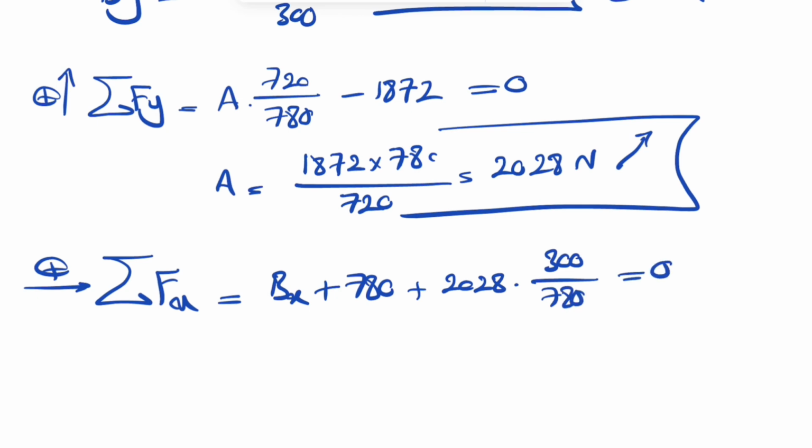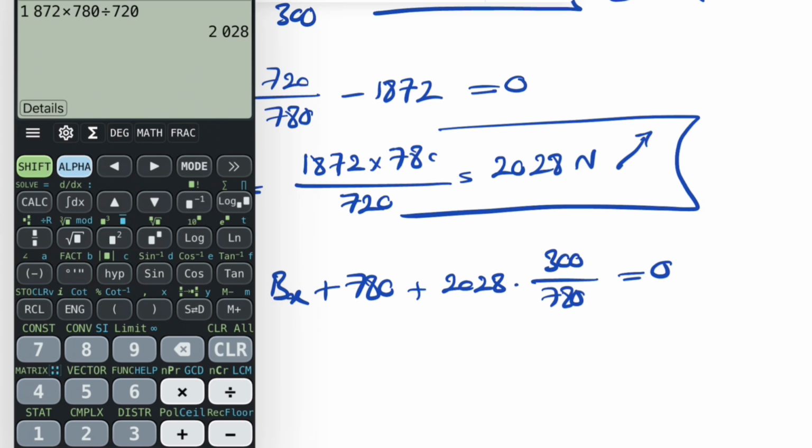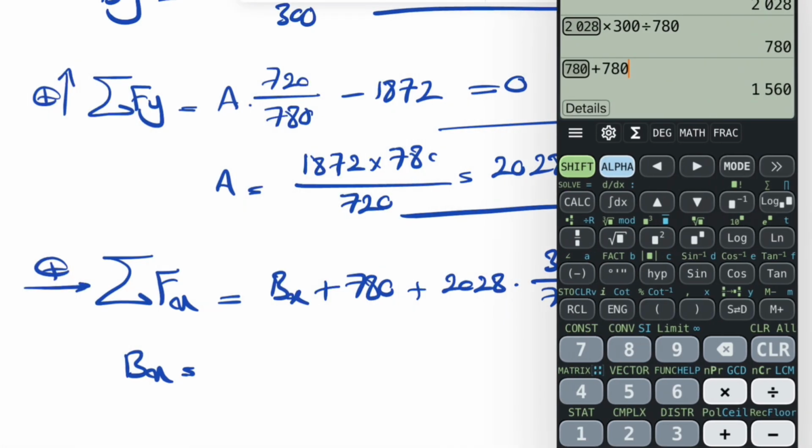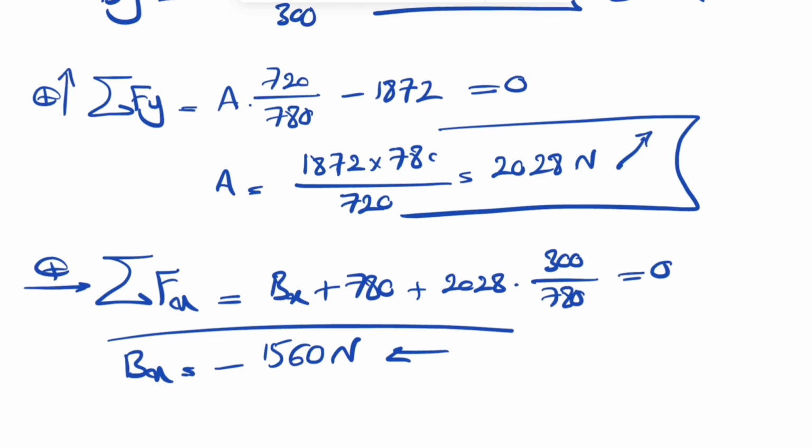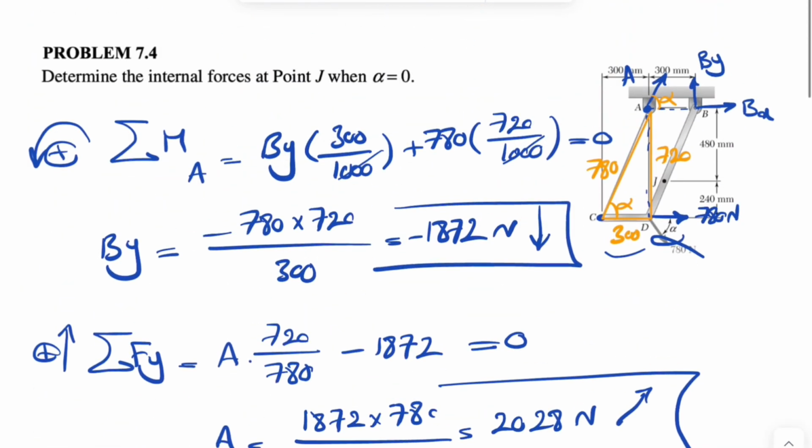Let's see what we get for Bx. So 2028 times 300 divided by 780. That's going to be 780, plus 780, it's going to be 1560, but it will be negative since it will go on the other side of the equation. So Bx is minus 1560 newtons. And the negative sign shows that the Bx is actually to the left, and our assumption was incorrect. So now we have all the reactions.